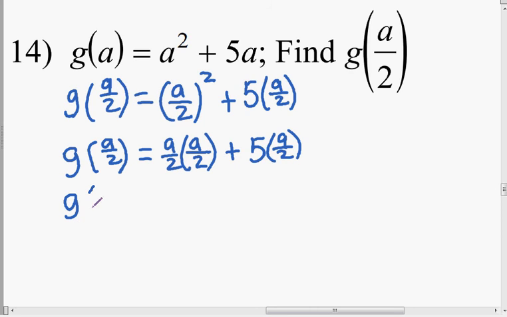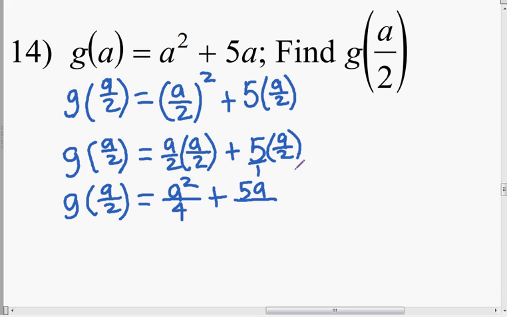So g of a over 2 equals. When I multiply fractions, I multiply the numerators. A times a is a squared. 2 times 2 is 4. Plus, I'm going to make this a fraction really quickly, 5 over 1. Helps some people think through it. So I have a fraction, I multiply the numerators. 5 times a is 5a. 1 times 2 is 2.